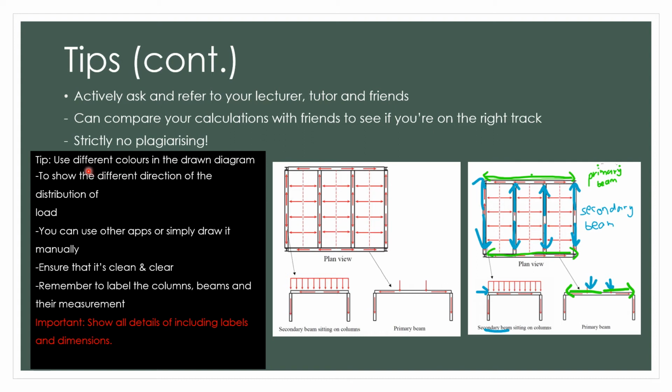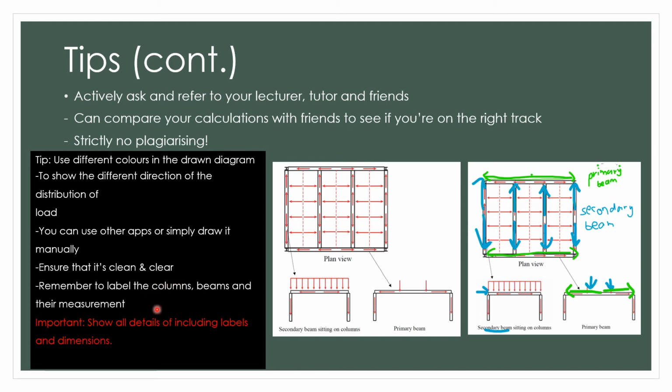Another really useful tip is use different colors in the drawn diagram. For example, this was in the question for tutorials. It will be highly recommended if you could draw to show the different direction of the distribution of load. So you see for the primary beam, I use the green color, and for the secondary beam, I use blue color. You can also use other apps or simply draw it manually, whichever you prefer, as long as it's clear and it makes the marker easier to give you marks without having to mark you down, if that makes sense. Ensure that it's clean and clear, like I just mentioned.